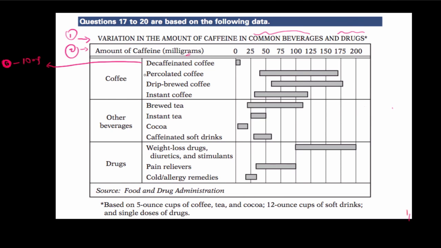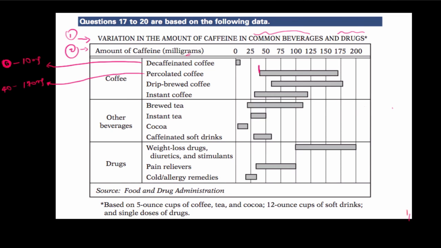Similarly, for percolated coffee, the variation in the amount of caffeine lies between around 40 to 170. So from here, this is 40, and it corresponds to 170. So that'll be between 40 and 170 milligram. The variation here means that sometimes you might have 50, 60, but it can't go lower than 40 and it can't go beyond 170 milligram.